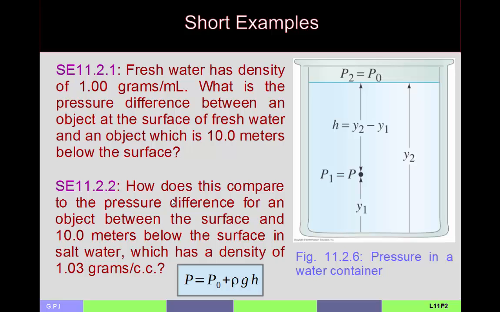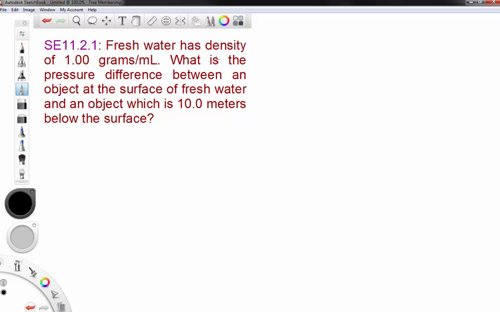So let's do a few little examples with that. First example is, what is the pressure difference between an object at the surface of water and an object which is 10 meters submerged? So what we're looking for is the pressure difference, which we could label as delta P. So delta P is the pressure difference.